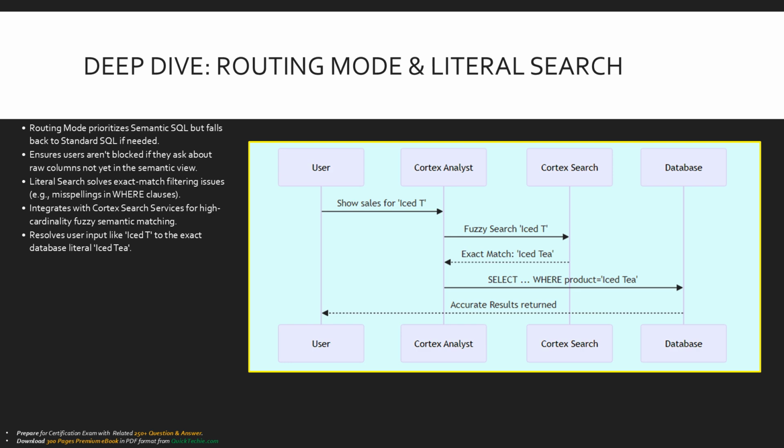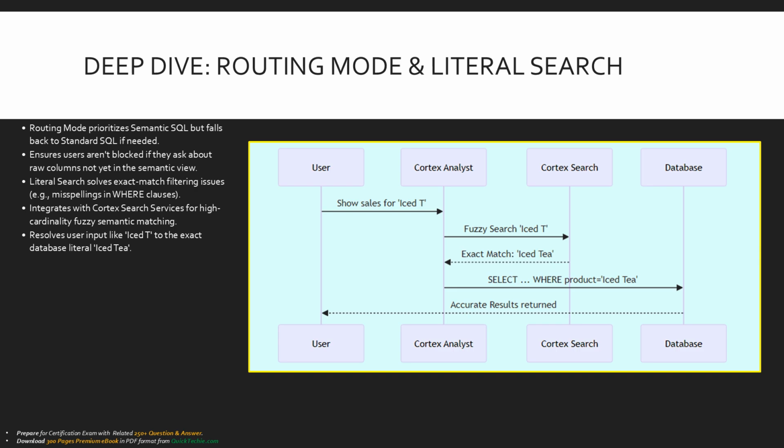This sequence diagram visualizes the incredible power of the literal search integration. Let's say a user asks for sales of iced tea but they spell it incorrectly with just the letter T. The system extracts this entity. Because the product dimension is highly cardinal, it queries a dedicated Cortex Search service configured specifically for that column.